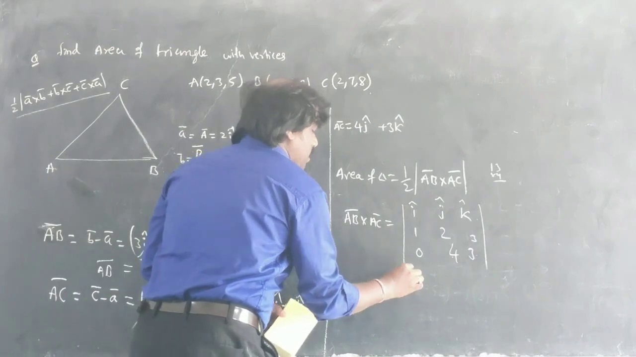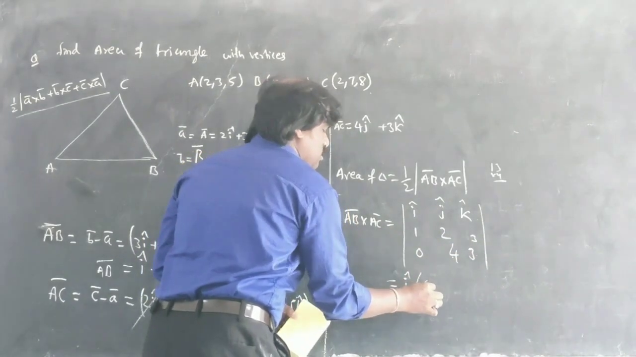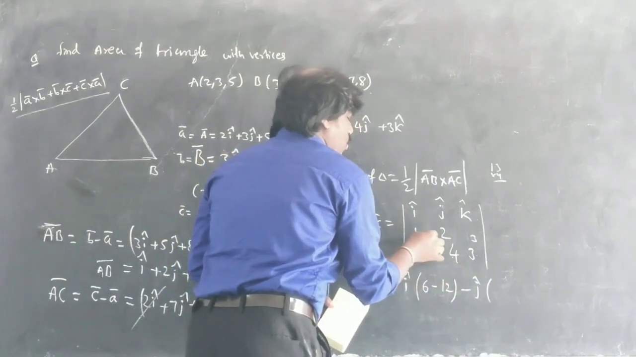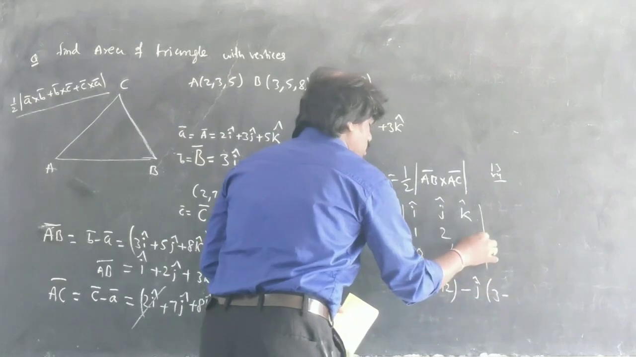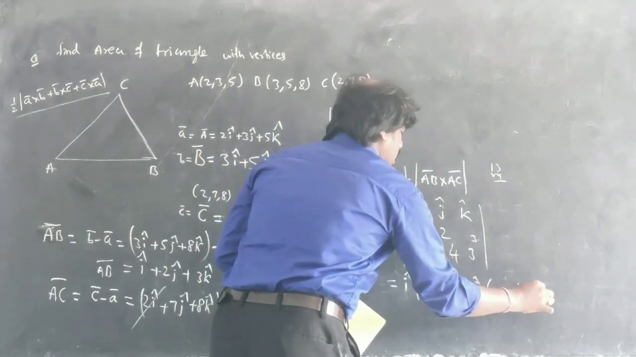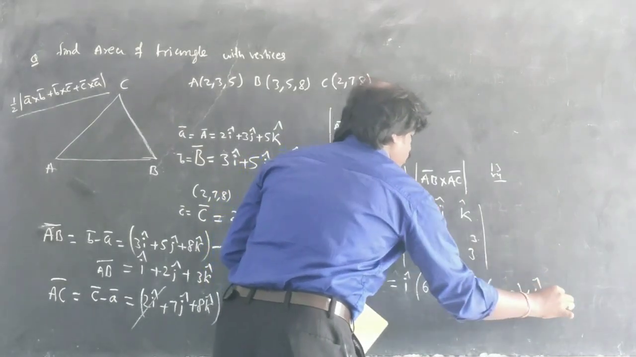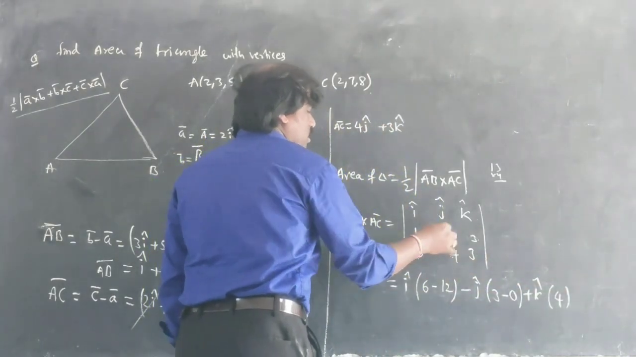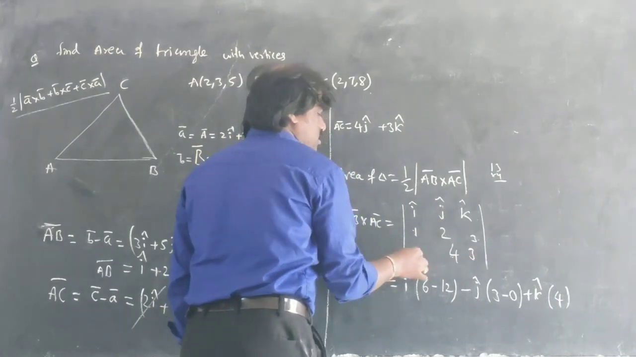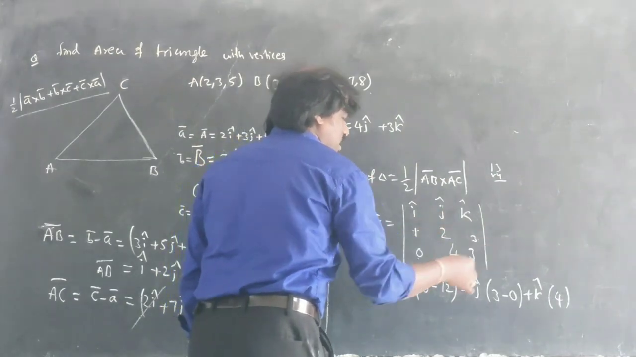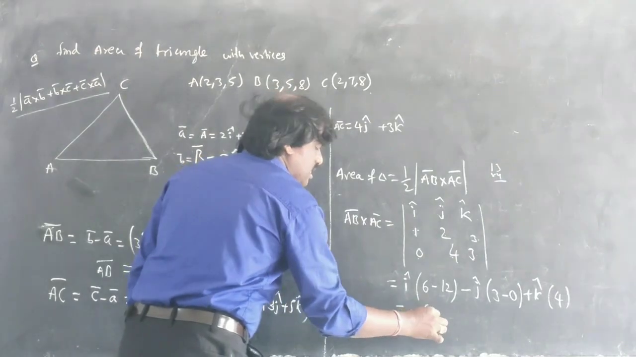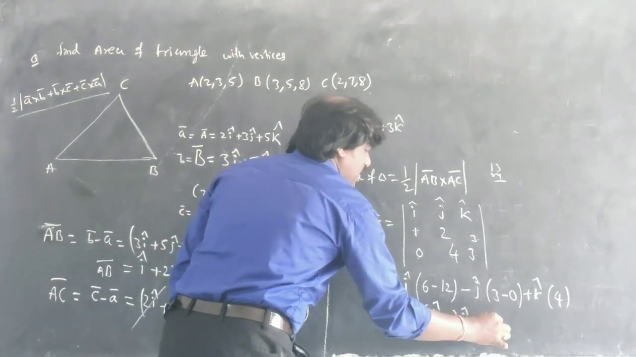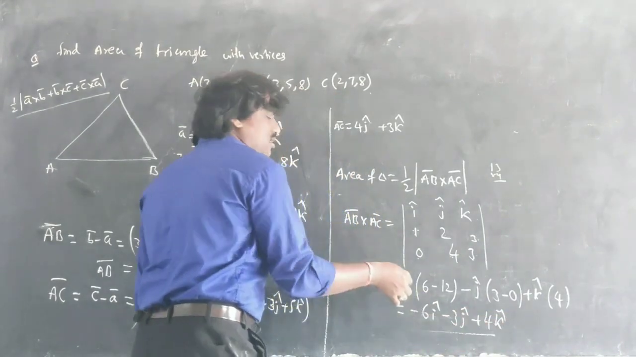So i cap into, I can write as 2 3s are 6 minus 4 3s are 12, minus j cap into 1 3s are 3 minus 3 into 0, 0, plus k cap into 1 4s are 4. Hope you understand now. 2 3s are 6 minus 12, j cap will be 3 minus 0 and k cap will be 4 minus 0. That is minus 6 i cap minus 3 j cap plus 4 k cap. This is what AB cross AC.